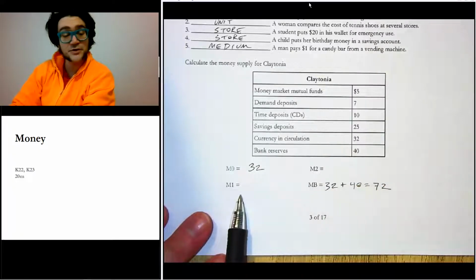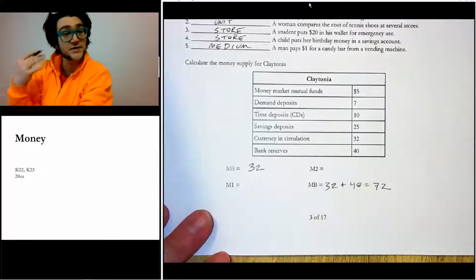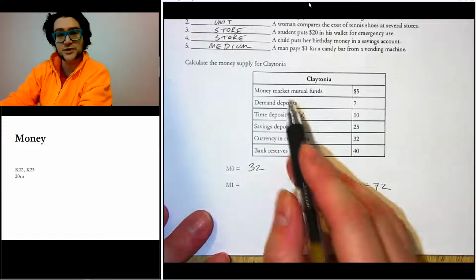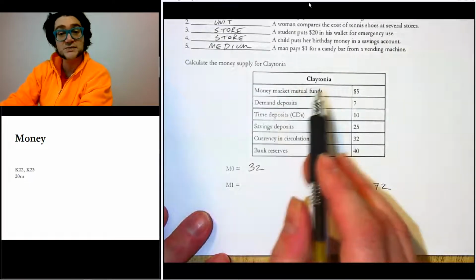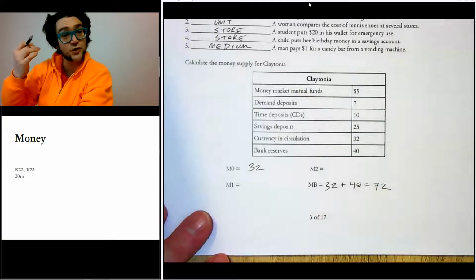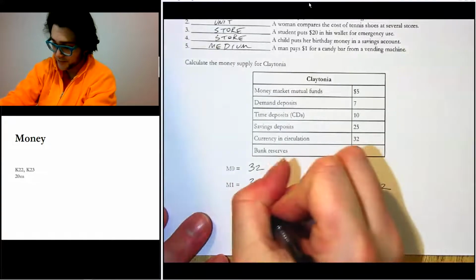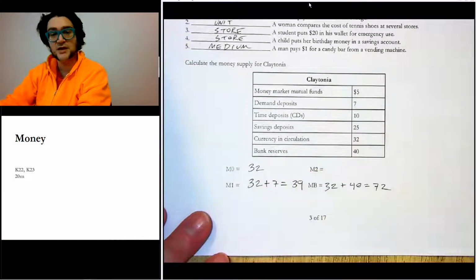For M1, we know that that's currency plus the money in checking accounts. That's the idea that it's really close to being currency, but not quite there. So we look here and we're looking for checking accounts. We don't see it, but one of these things does mean checking accounts. Checking means that you can quickly withdraw money on demand, and that's what we call a demand deposit. So 32 plus 7 equals 39.